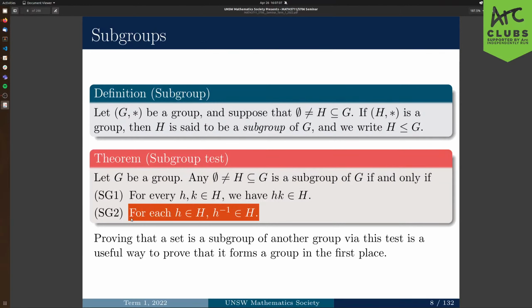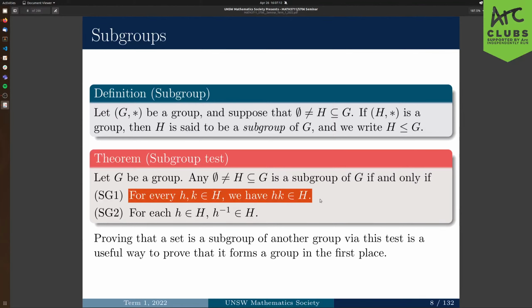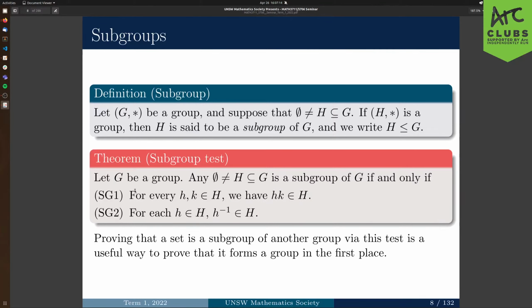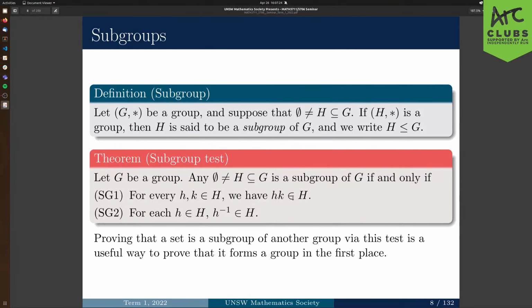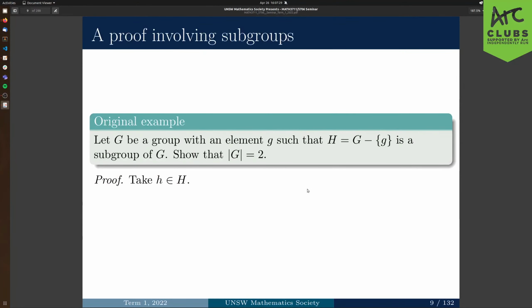Taking inverses is probably not going to be too helpful, but maybe SG1 is nice, because maybe I could try and get some element in H that involves G somehow, so maybe it's a product involving G, and then I could use SG1, i.e. the fact that if I multiply two things in H, then I get another element of H, to take that product, make it simplify down into G, and then I've got my contradiction, right? So maybe one element, if you do a bit of thinking, could be G H inverse.